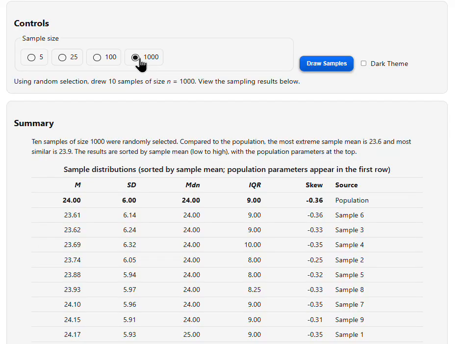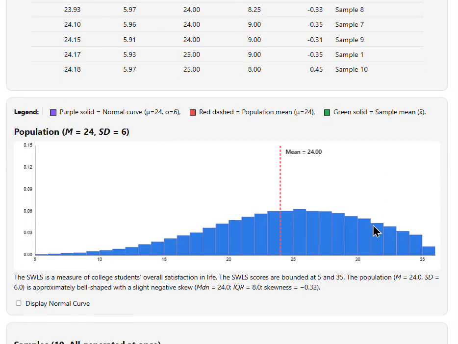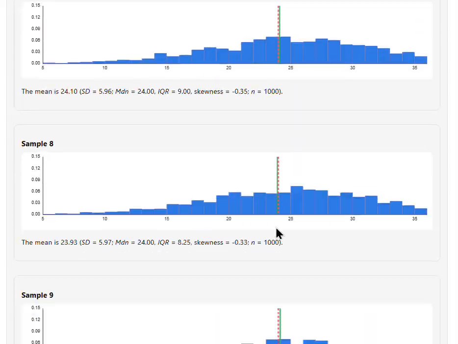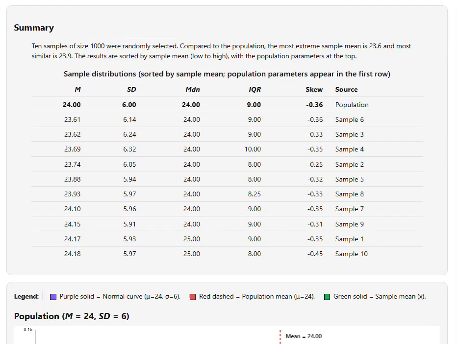For a sample size of 1,000, you are going to get sample means that are very close to the true population mean. The sample standard deviations, likewise, will be really close to the population standard deviation. And the skewness of those samples, likewise, very similar to that of the population. We would call these 10 examples of samples as representative. So here's our population with the population mean of 24, and here are those samples of size 1,000. Really close. So sample size 1,000, you're going to get a very representative sample.